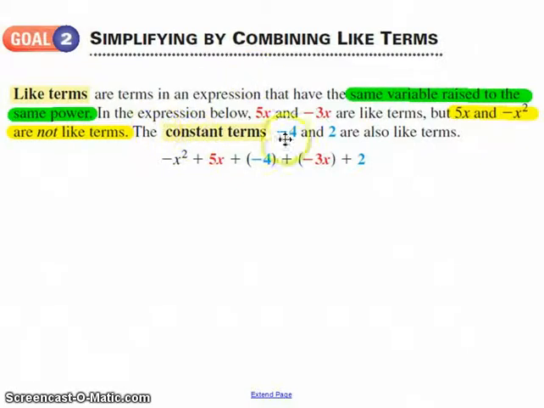The textbook goes on to say that negative 4 and 2 are like terms. In this case, they don't have a variable, don't have an exponent on the variable. So you can put negative 4 and 2 together. And in fact, you've known since elementary school that you can put negative 4 and 2 together.